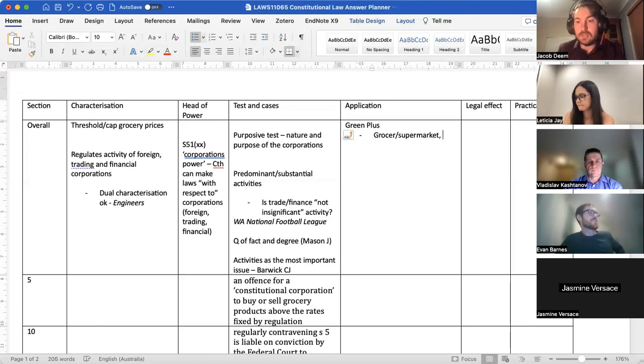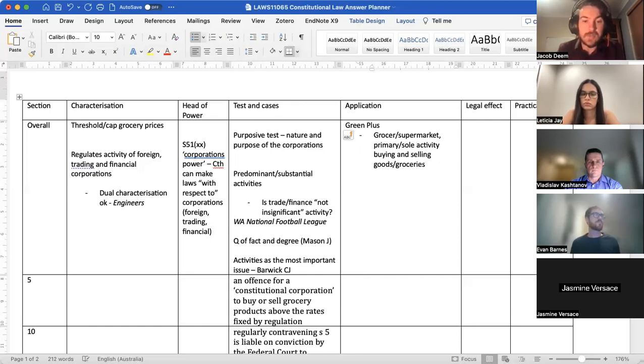Trade forms a significant part of their daily business. Their primary or probably even sole activity is buying and selling goods. And so that pretty clearly falls within the definition of trade.